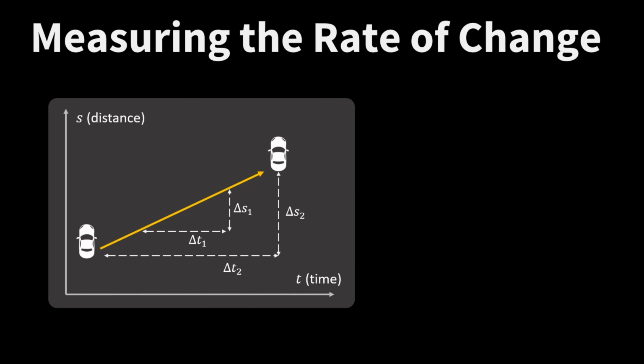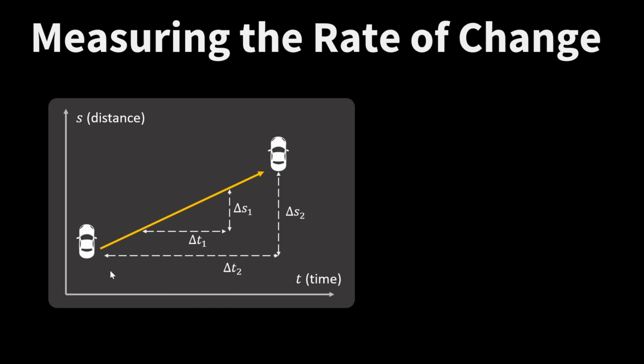How do we measure the rate of change? Here is a simple example. We have a car that travels straight up the y-axis. Time passes from left to right on the x-axis. The trajectory of the car is only a diagonal in the space-time diagram. In space alone, the car travels straight up the y-axis.